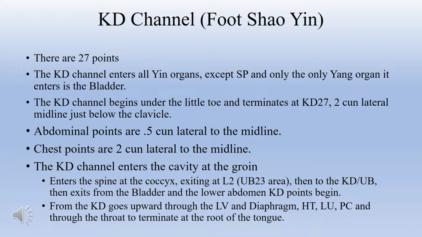The kidney channel enters the cavity at the groin, enters the spine at the coccyx, exiting at L2, which is the UB23 area, then to the kidney and UB, then exits from the bladder and the lower abdomen where kidney points begin. From the kidney it goes upward through the liver, diaphragm, heart, lung, PC, and through the throat to terminate at the root of the tongue.